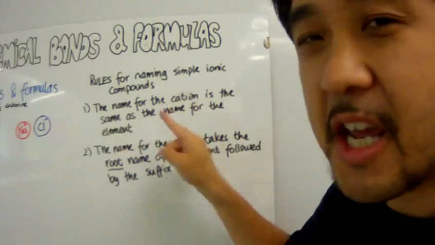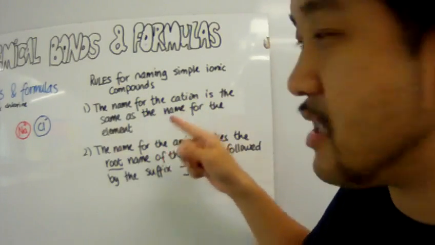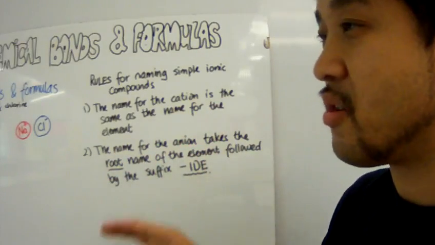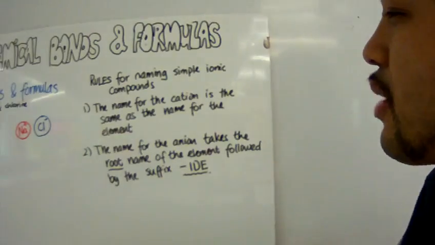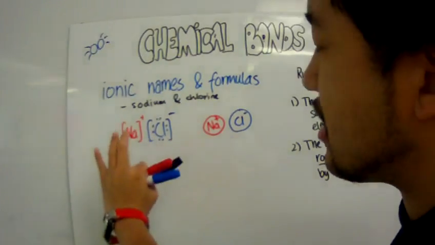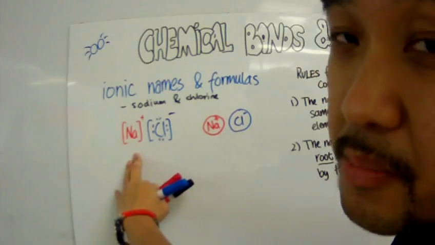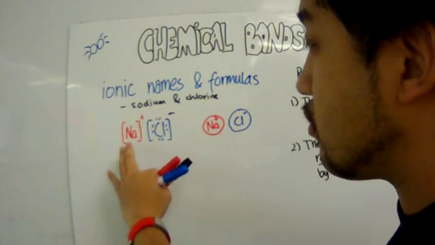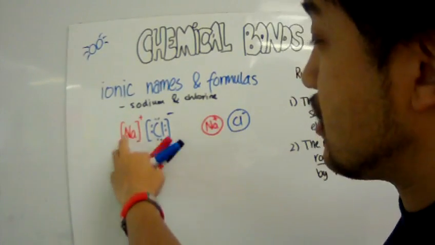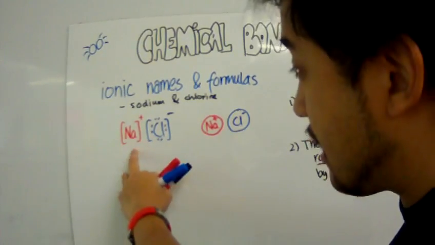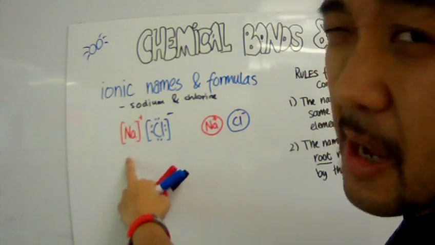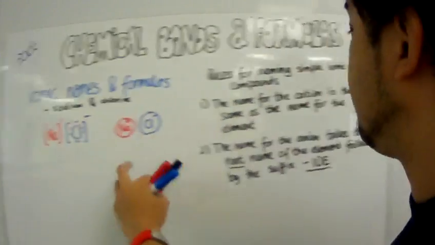1. The name for the cation is the same as the name for the element. Alright, so in an ionic compound you will have the cation and the anion. And so the name of the cation here will take on the same name as the name of the element. So if this is sodium, the ionic name for this portion of the compound is called sodium as well.